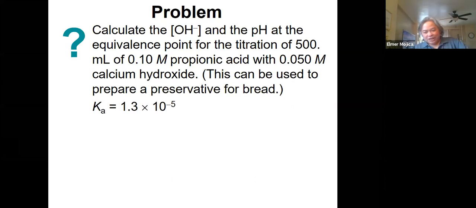Like this one, you're asked to calculate the hydroxide and the pH at the equivalence point for the titration of 500 ml of 0.1 molar propionic acid with 0.05 molar calcium hydroxide. And the Ka of the acid is given as 1.3 times 10 to the negative 5. So how are we going to analyze the reaction?